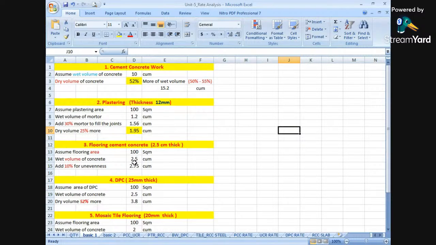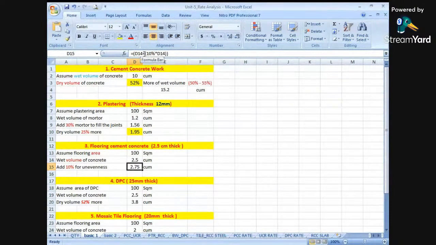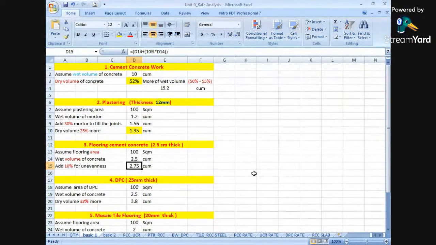So 2.5 plus 10% of 2.5 comes to be 2.75 cubic meters. Here at the top you can see 2.5 plus 10% of 2.5 is 2.75. So it is 10% more for uneven surfaces, because in order to fill the undulations and have the flooring on a plain surface, extra material will be required.